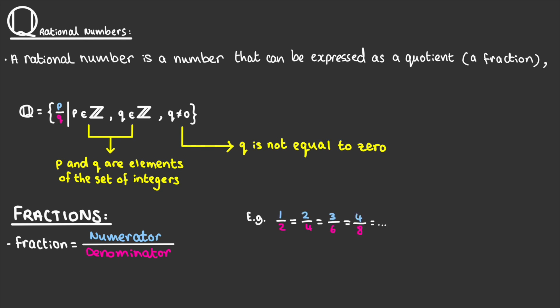Here is an example of a rational number. The fraction 1/2 is also equal to 2/4, or 3/6, or 4/8, and so on. Another example would be 1/3, which is equal to 2/6, 3/9, 4/16, and so on. We call these kinds of fractions equivalent fractions.